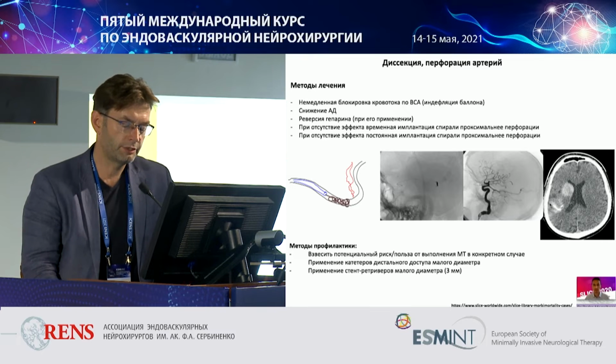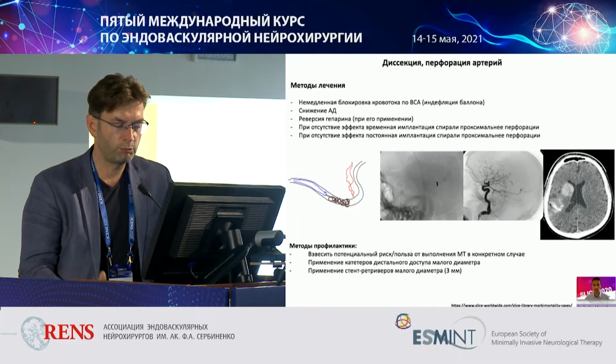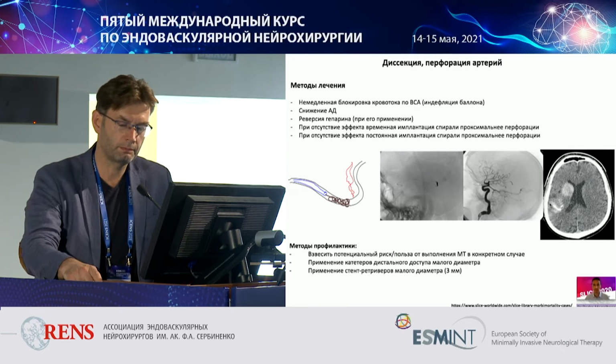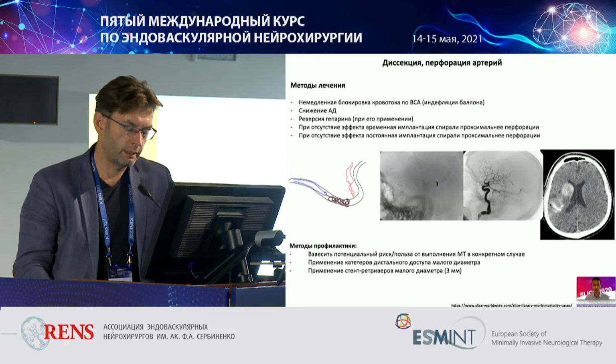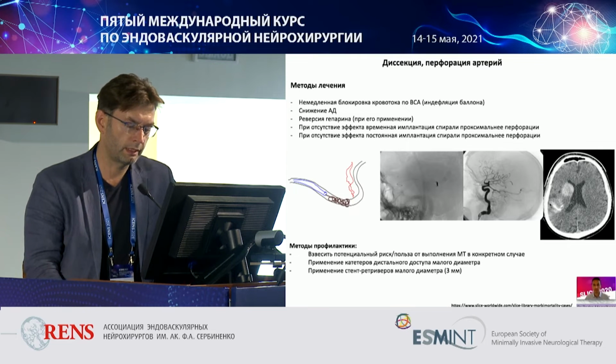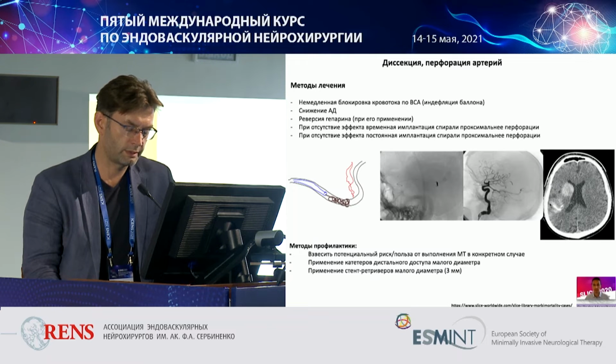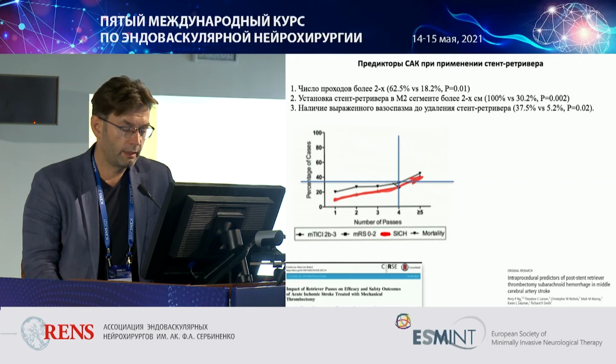The main course of action here is to carefully assess the risks and the potential benefits of mechanical thrombectomy when you're trying to extract thrombi from the distal sections, and when you localize occlusions in distal areas, your method of choice should be an aspiration technique and aspiration catheters.